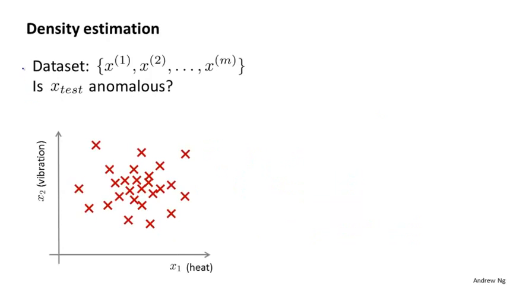More formally, in the anomaly detection problem, we're given some data set, X1 through XM, of examples, and we usually assume that these M examples are normal or non-anomalous examples, and we want an algorithm to tell us if some new example X test is anomalous. The approach that we're going to take is that given this unlabeled training set, we're going to build a model for P of X. In other words, we're going to build a model for the probability of X, where X are these features of, say, aircraft engines.